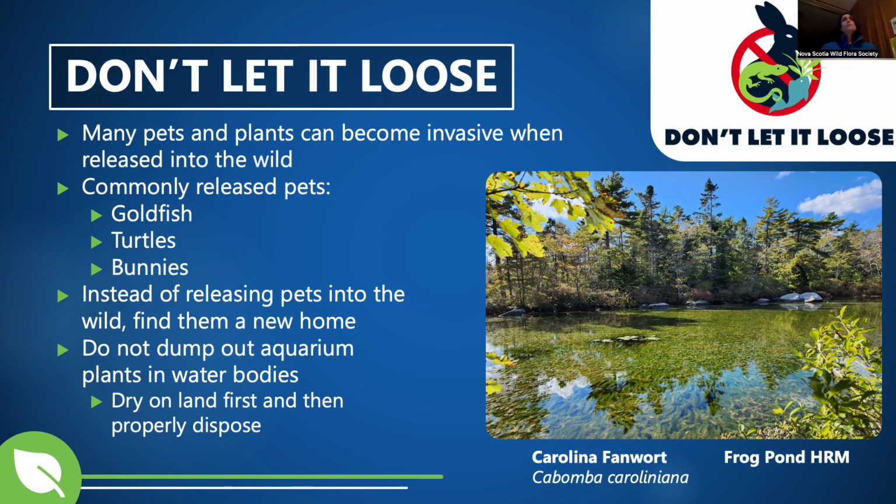Don't Let It Loose. This one is about not letting pets and plants into the wild, as they can become potentially invasive. Some commonly released pets include goldfish, turtles, and bunnies. So it's really important to find them a new home instead of releasing them into the wild. And if you do have an aquarium, don't release anything into water bodies. If you have plants in there, instead dry them on land first and then properly dispose of them. In this image is Carolina fanwort in Frog Pond, which has taken over a lot of the Frog Pond area. It's unknown how it arrived there, but it could have been a potential aquarium release, or it could have come in through boating practices.